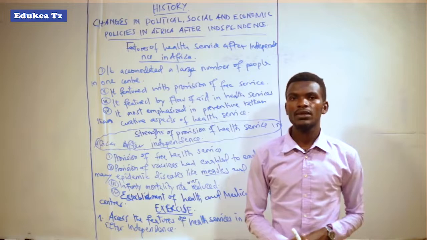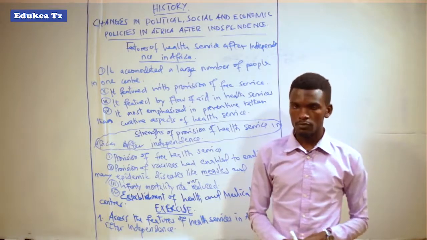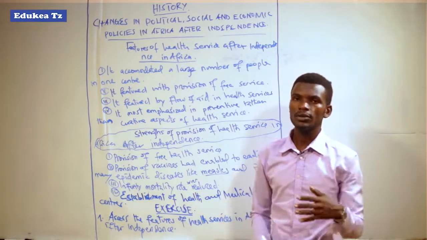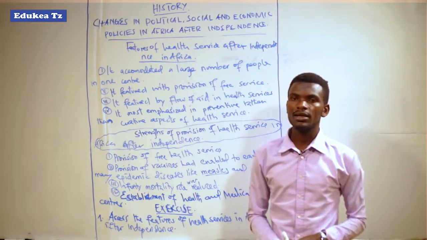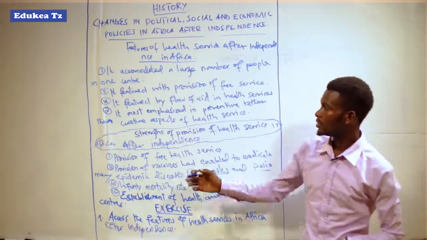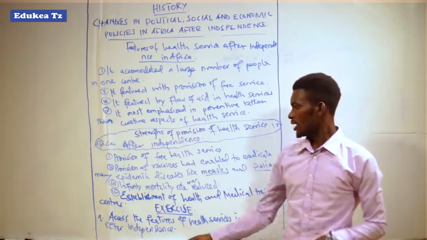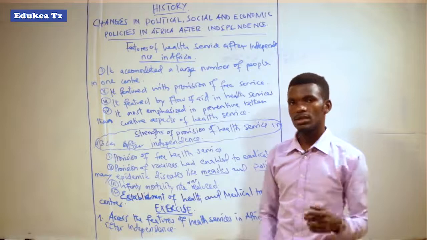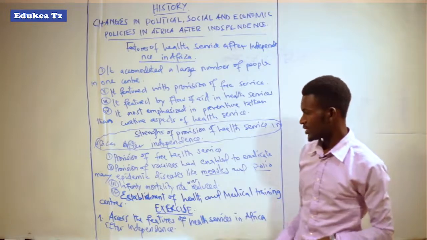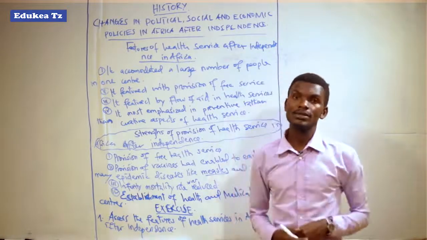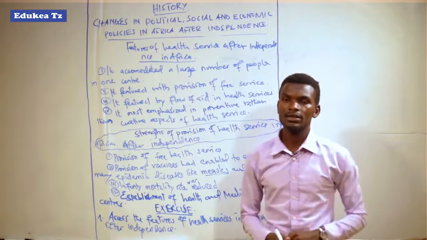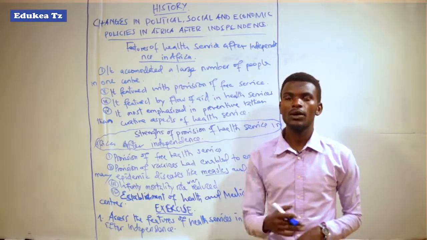So these centers increased the awareness among the people of African countries on how they will handle epidemic diseases and other problems concerning health services. So until there, these were about the provision of health services. I would like to give you an exercise which is only one question: assess the features of health services in Africa after independence. It means you have to assess yourself what were the features of health services in Africa after independence. Until there, this is the end of our today's lesson.